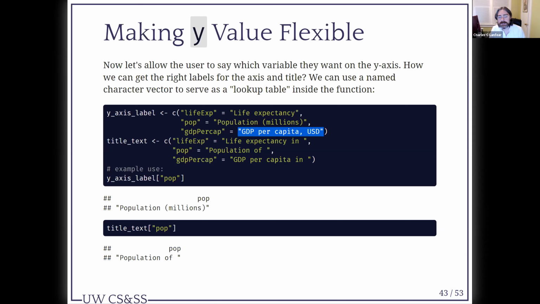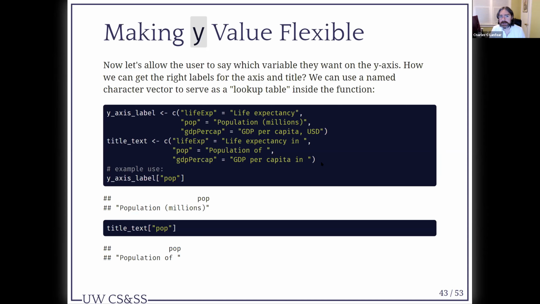So what I do is I create some named vectors. I create vectors Y-axis label and title text. This is the way they work. If I create Y-axis label and I subset it to the variable name pop, what comes out is population in millions. This gives me a way to use the input variable name to get the actual Y-axis text I want. It's a quick way to do some subsetting using named vectors to get something out.